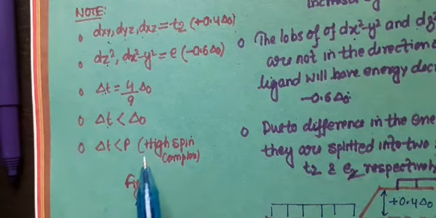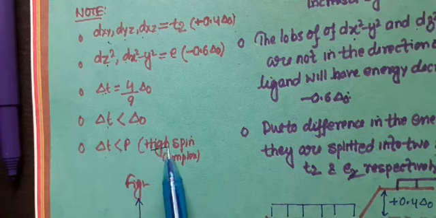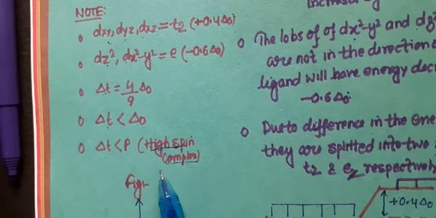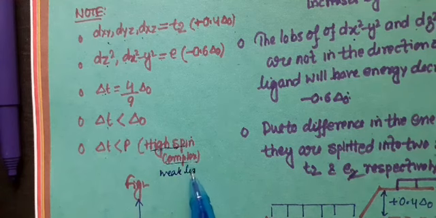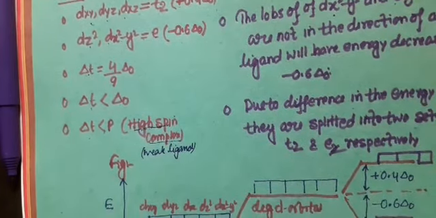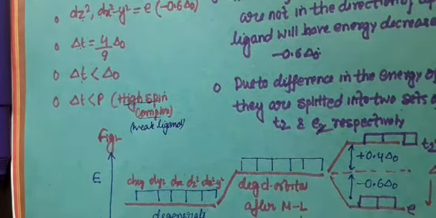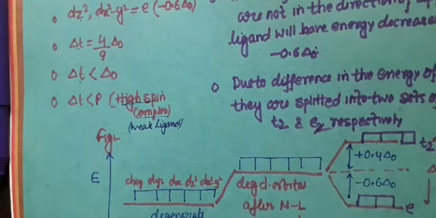And the last point, which is very important: the pairing energy is always higher than delta T, which means all the tetrahedral complexes are high spin complexes and they form under the influence of weak ligand. All the tetrahedral complexes consist of weak ligand, and here we are showing the splitting of the d orbitals in tetrahedral field. Let's see how it occurs.